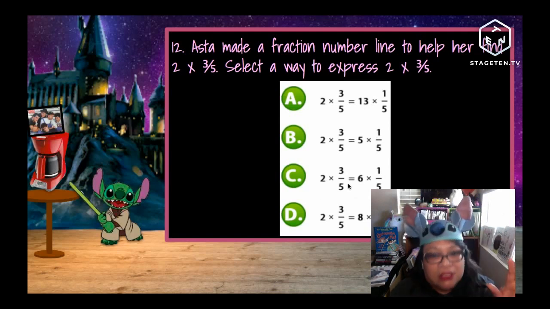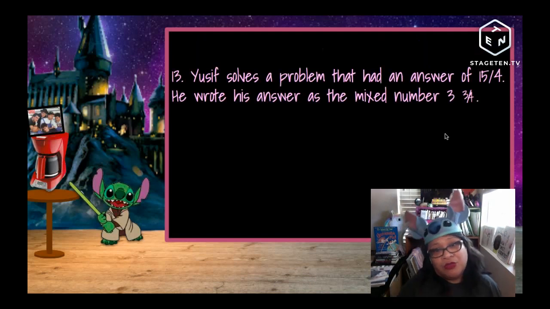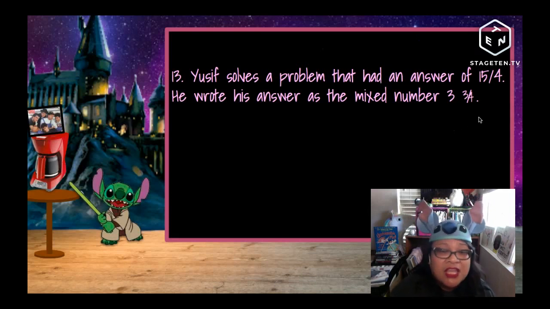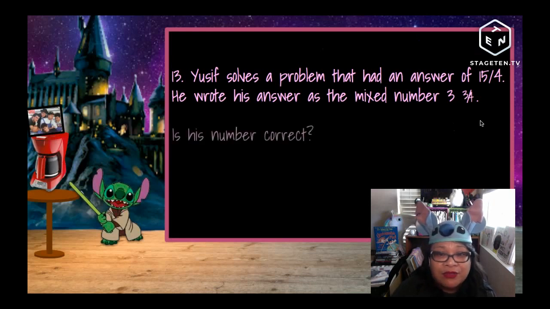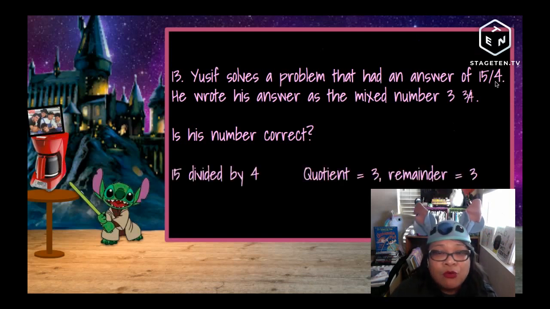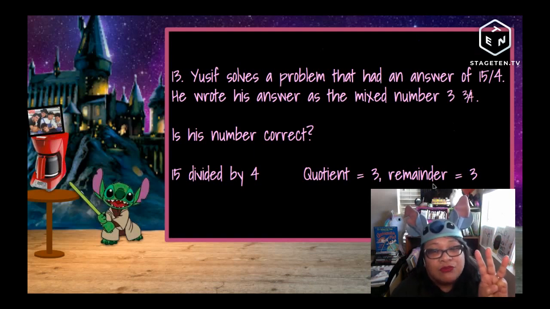Skip it. Okay, number 13, Yusuf solves a problem that had an answer of 15/4. He wrote his answer as the mixed number 3 3/4. Is his number correct? Well, let's look at 15/4. We see that if you divide 4 into 15, you get a quotient of 3. That means it went in 3 times, but not perfectly. 3 times with the remainder or leftover of 3.